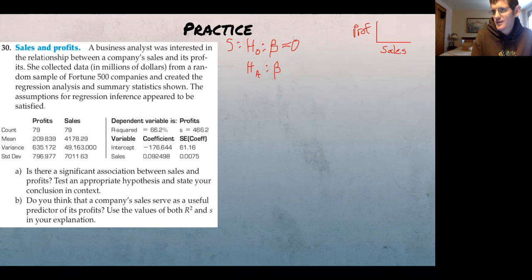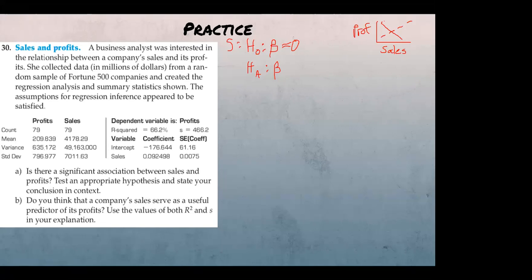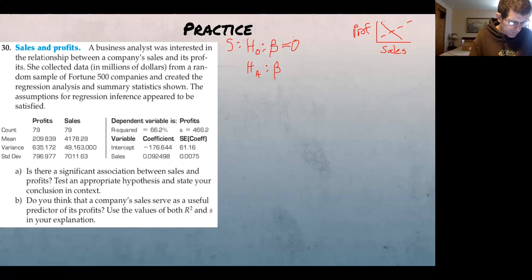Maybe we can think of it this way. Would we expect a negative slope between these two, or would we expect a positive slope? Positive. Now, what a safe thing to do with stuff like this, if you're not sure, is just go with beta is not equal to 0.